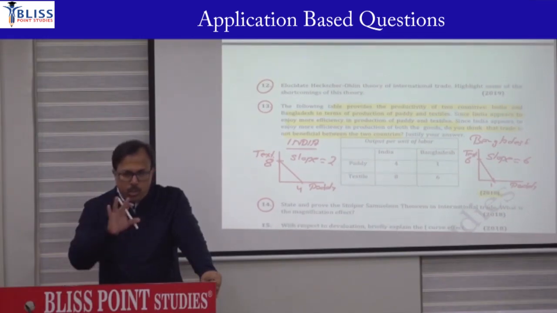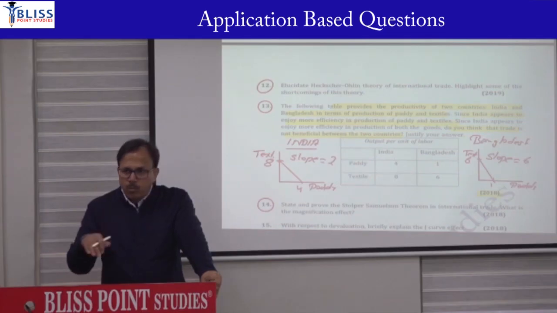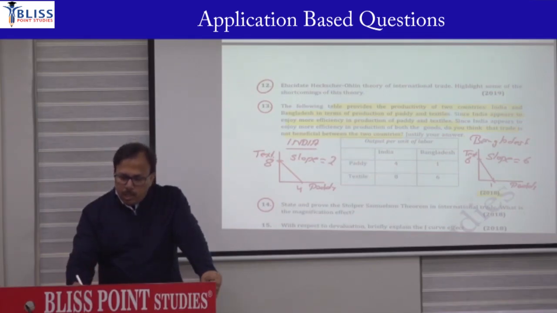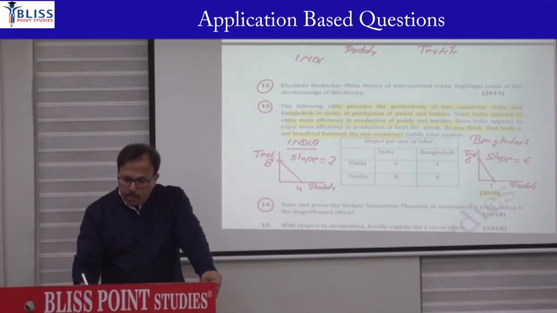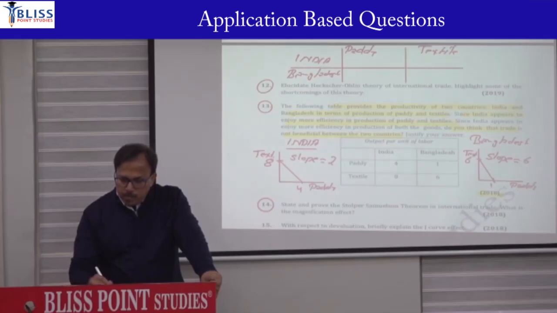In examination what you will do: draw the PPF, right, calculate the slope and just draw a table there. We will draw a table of opportunity cost. While drawing the opportunity cost table you can write paddy and textile, and here write the country names, India and Bangladesh. Draw a table properly. For paddy, the slope here is 2, here it is 6, and in the next row you will write 1/2.